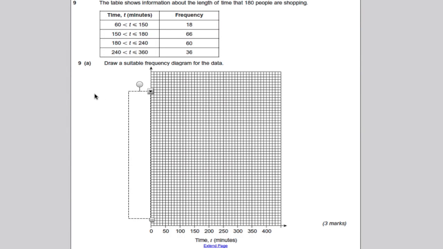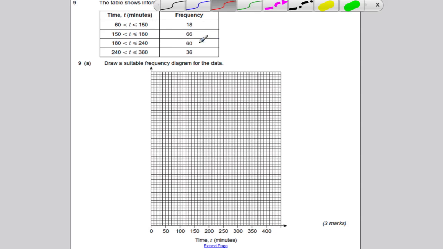Okay, moving on. Question 9. We're given a table of information about the length of time that 180 people are shopping. So here's our table. We're asked to draw a suitable frequency diagram. Now I'm looking at this and I'm seeing class intervals that are different. So immediately I'm thinking about a histogram.